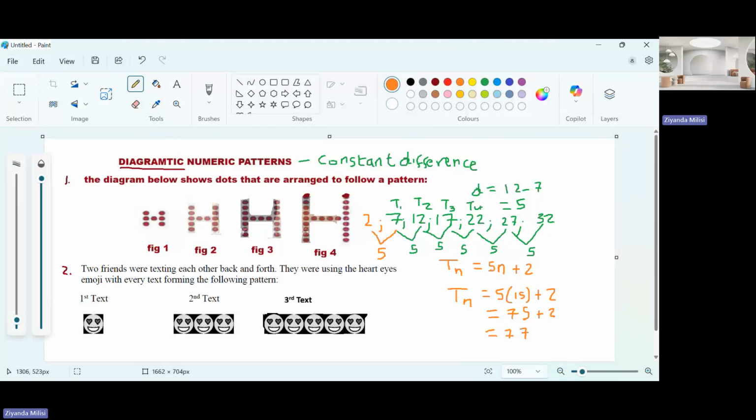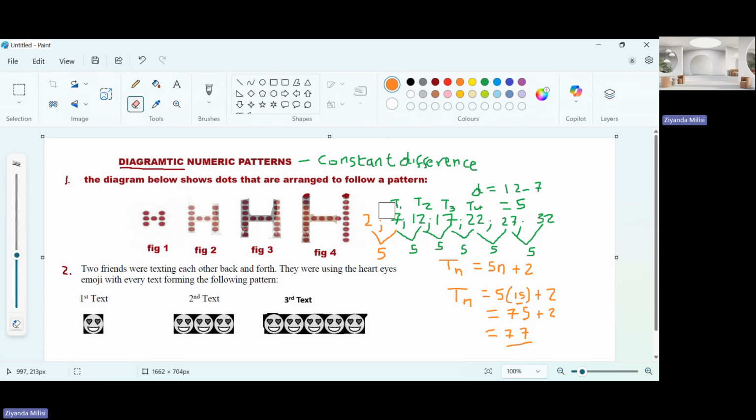Remember, the question said calculate the number of dots in figure 15. Figure 15, that is term 15 in other words. How many dots are going to be found there on figure 15? So it's n, the position. Where are you? You are in number 15, figure 15. So it has got 77 dots. All right, I hope it's clear.